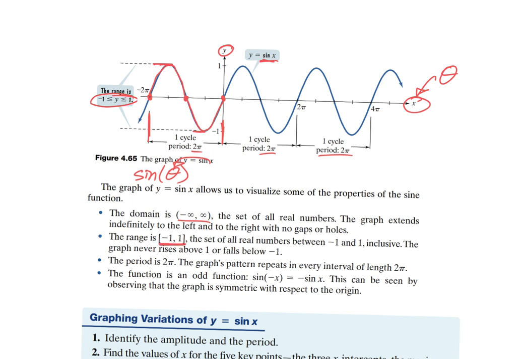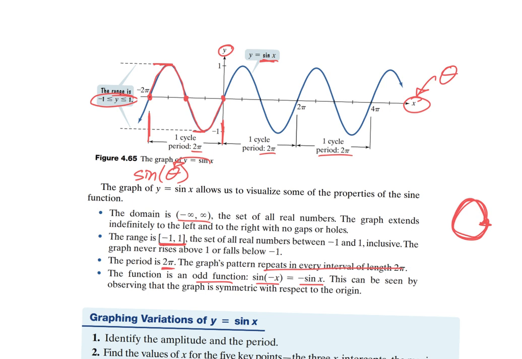The range is negative 1 to 1. We can only get those values until we have transformations. The period is 2 pi. It repeats in every interval of length 2 pi, because again, after we go around the unit circle once at 2 pi, we go through the same process every length of 2 pi. Now this is also an odd function, so sine of negative x equals negative sine of x.